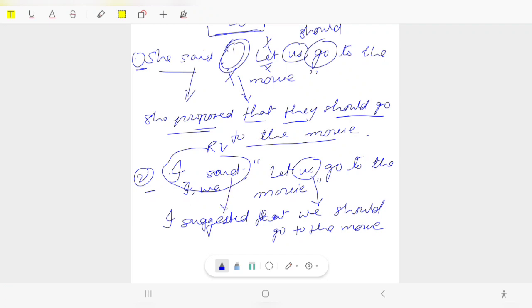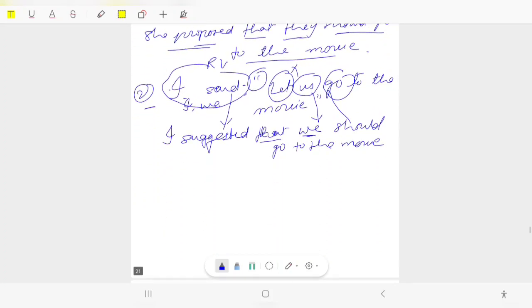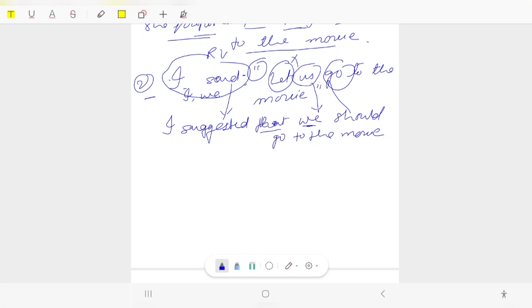I suggested, according to said. Inverted commas removed and put that connector. Remove let. Because here I is there, so this us will change into we. So I suggested that we, rest is same. Just before main verb, add the verb should. We should go to the movie. So when let is used as a proposal or suggestion, then we change like this. But let's see when it is used as request, how do we change?